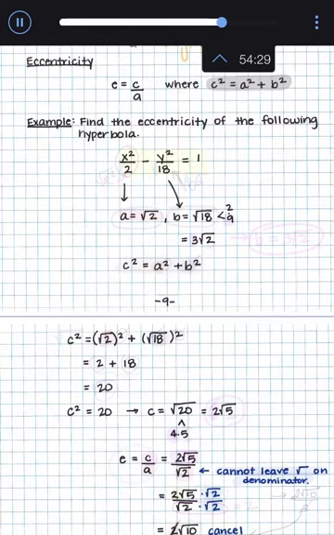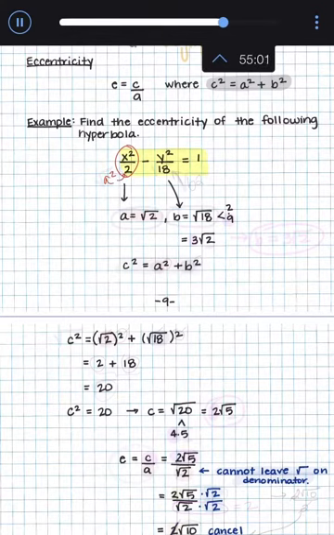For this first hyperbola, we have the equation x squared over 2 minus y squared over 18 equals 1. There's our equation. To find the eccentricity, we need c and we need a. We have a and b. Remember, a always comes from the major axis. With hyperbolas, it always comes first. It's not based on size. So your a squared is actually 2.